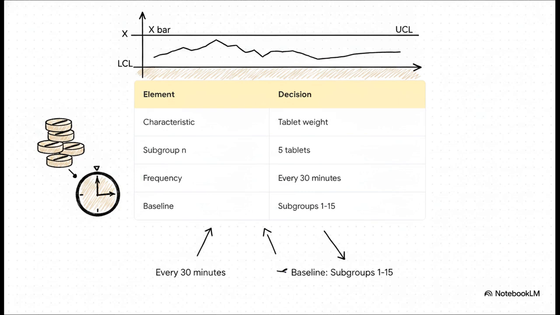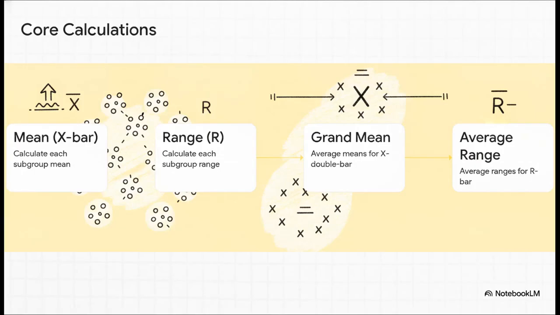Let's ground this with our fictional Meridian MT500 case study. They're out there measuring tablet weight in milligrams. Their subgroup size, which we call N, is 5 consecutive tablets, and they're taking that sample every 30 minutes. Notice how they establish their phase 1 baseline using strictly the first 15 subgroups. That's because phase 1 is entirely about locking in your limits using a stable period of time that you can completely defend.